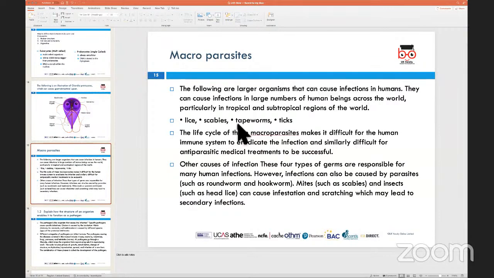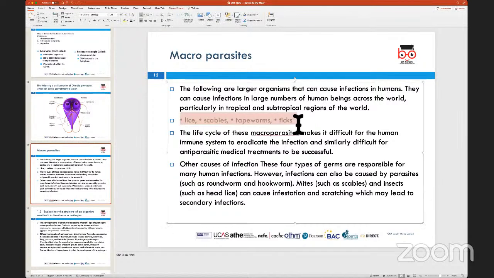You can have tapeworms in your body or any sort of worm infection, and you can have ticks or microparasites, which can also sometimes infect humans and also our pets. Now, when we look at macroparasites, they include parasites which are normally classified into four different types: nematodes, tapeworms, flukes, and arthropods. So lice, for example, would be an arthropod.